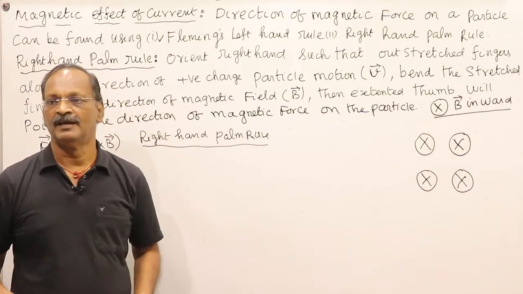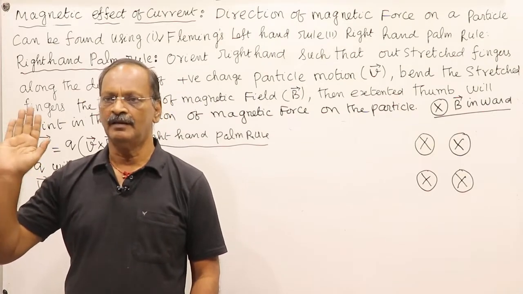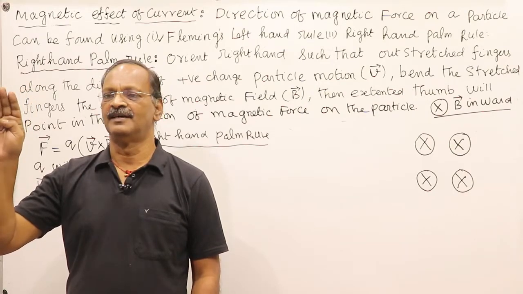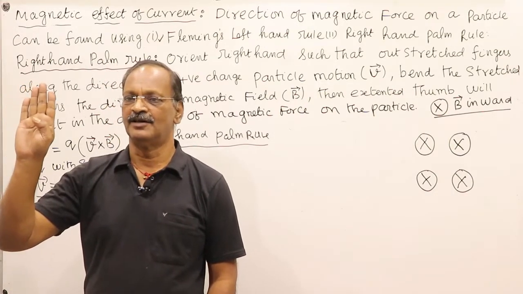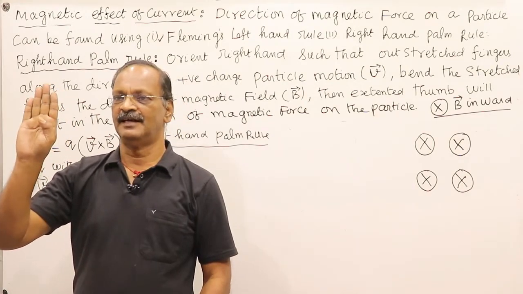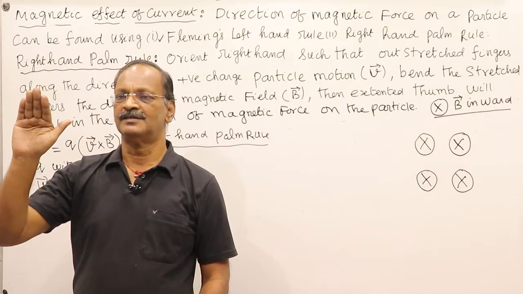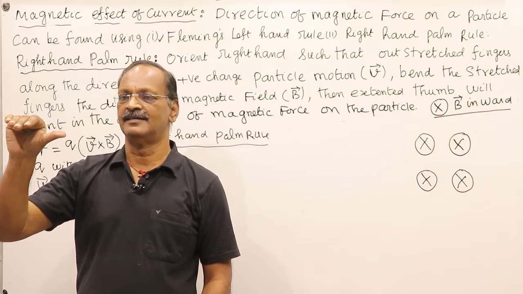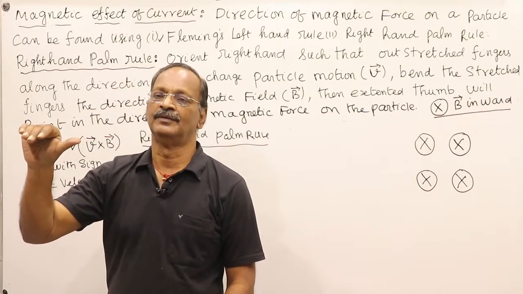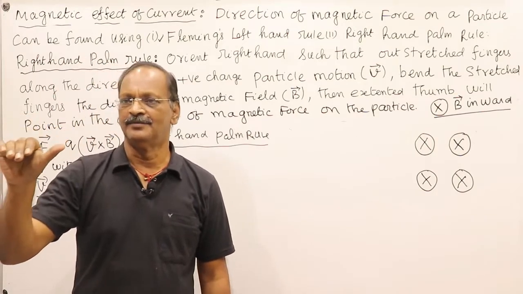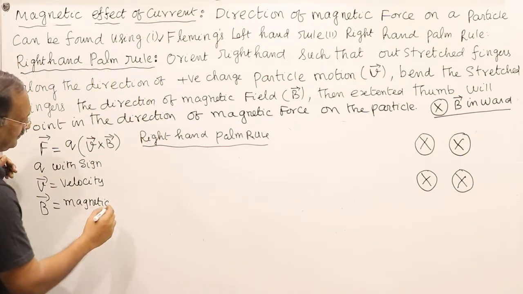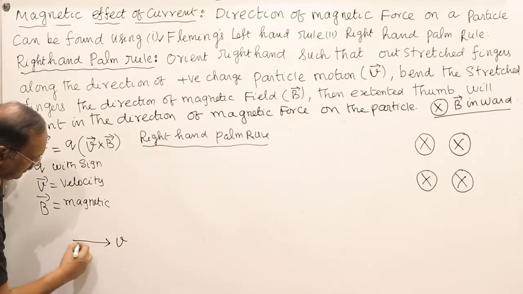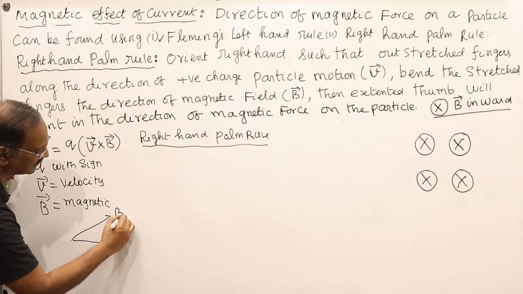First rule, what it says: with your right hand palm, and this is the extended finger. The extended finger should be pointing in the direction of the velocity of the moving particle. Then move this towards the direction of the magnetic field, and this extended thumb will give the direction of the magnetic force. We can write this is the velocity, and this is the direction of the magnetic field.